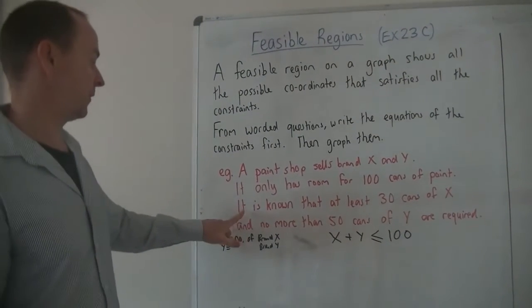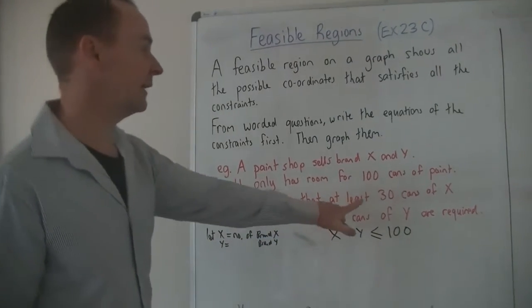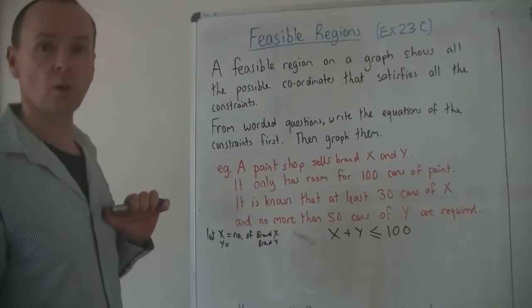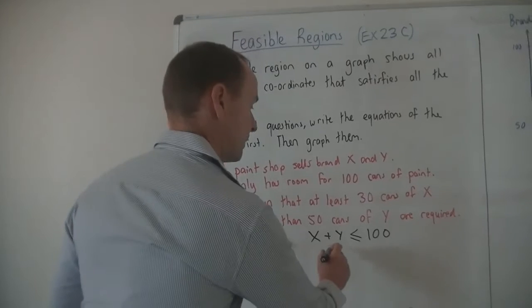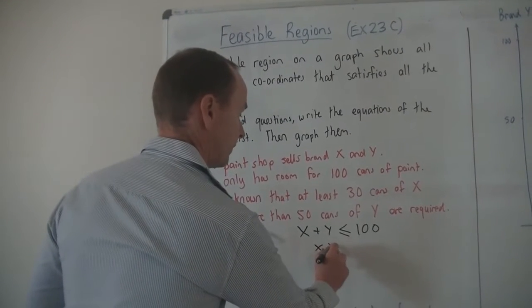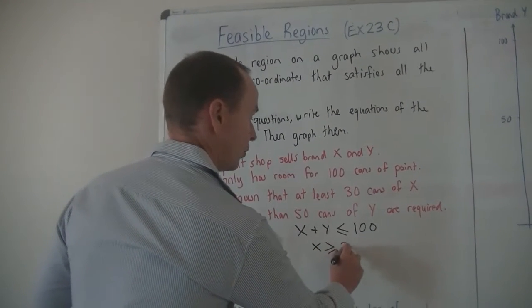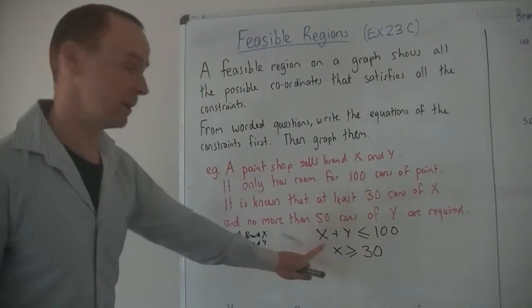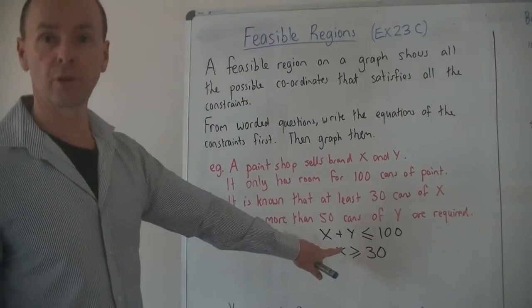Alright, let's look at the next bit of information. It is known that at least 30 cans of X are required. So that means X must be at least 30. So X is greater than or equal to 30, because X can be equal to 30 or more than 30.